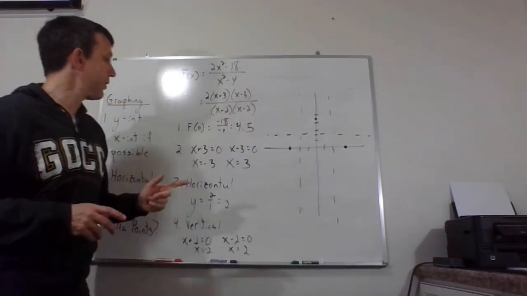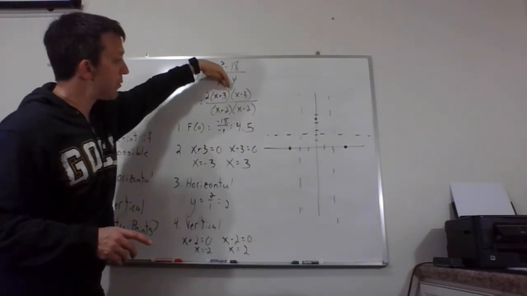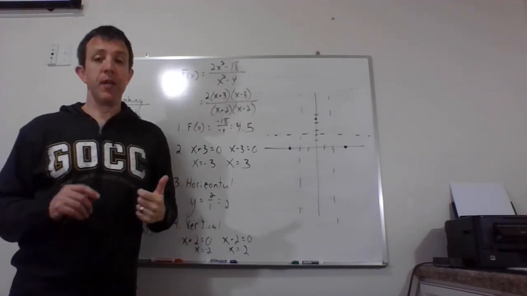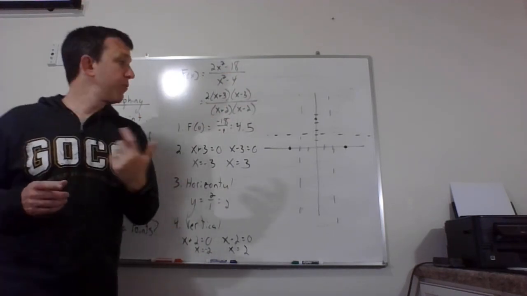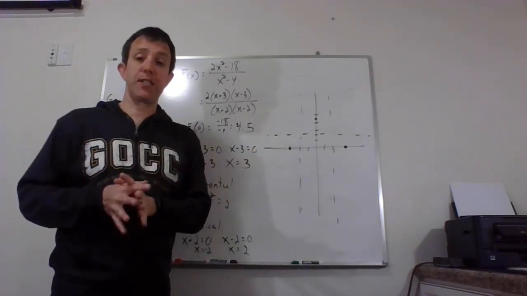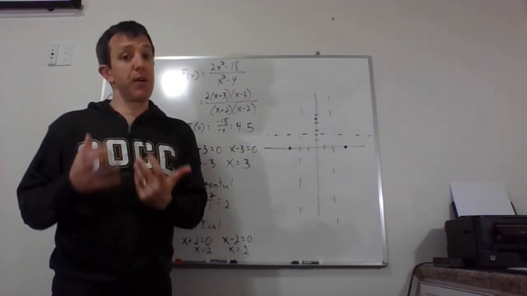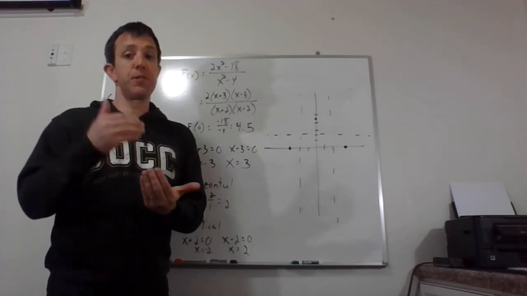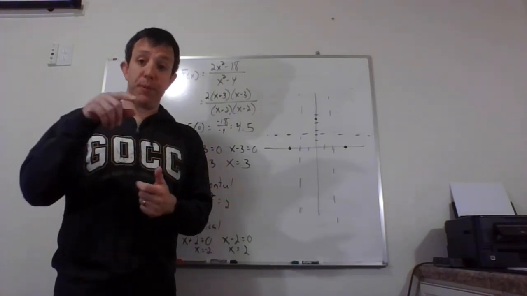Now, one important thing to consider here is both of those were powers of 1, which means that they each have multiplicity 1, which means that when we get to those points, we are going to cross through the x-axis. Just like with polynomials when we were graphing those, odd multiplicities will still cross the x-axis. Even multiplicities would just touch it.